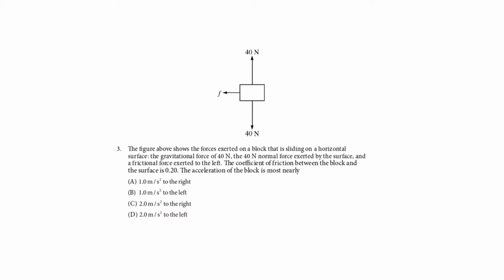For this one, the figure shows forces exerted on a block sliding on a horizontal surface. The gravitational force is 40 newtons, the normal force balances it, and the frictional force is to the left. The coefficient is 0.2. What's the acceleration? So this is 0.2. What we're going to do is figure some things out. We know the force of friction is equal to mu times the normal force. So the normal force is 40. 0.2 times 40 is equal to 8. So that's 8, but it doesn't want that.